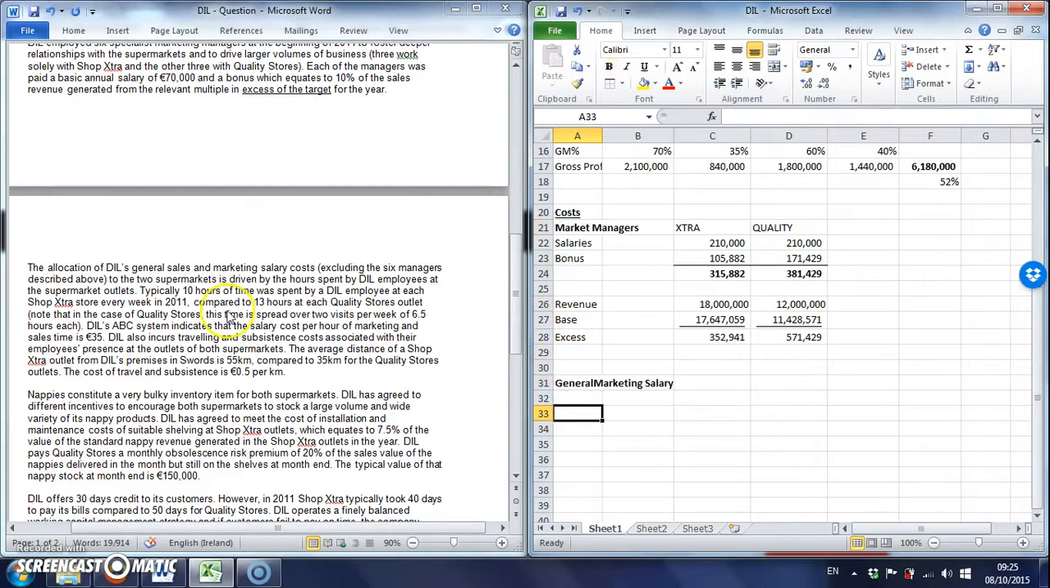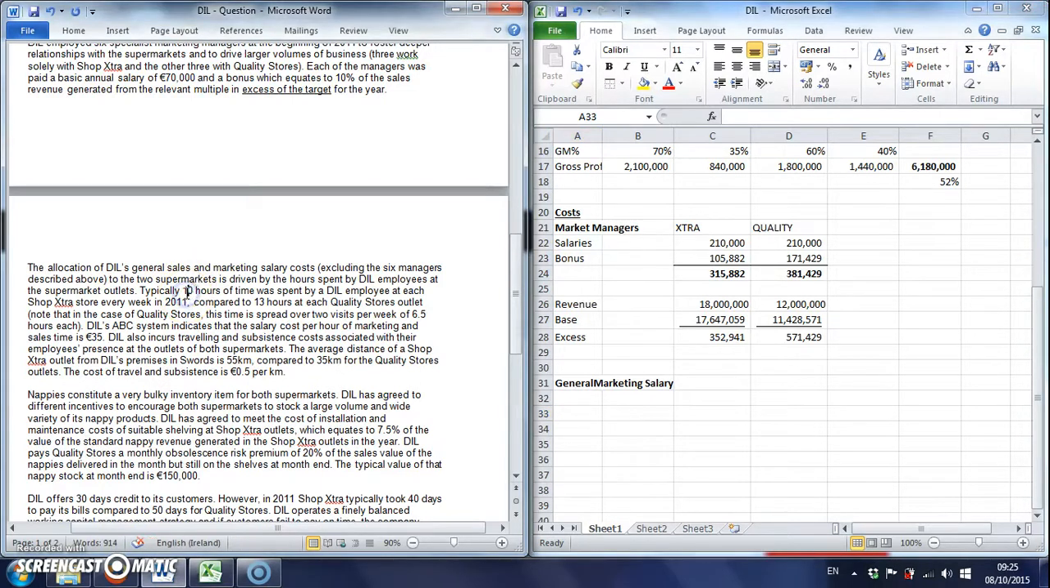Now general marketing salary. We're told the allocation of general marketing, sales, marketing costs, excluding 6 managers above, is driven by hours spent. So essentially they've used their ABC system and they've said, look, the cost driver here for this cost base of general marketing salaries is the hours spent by employees at outlets. So typically 10 hours of time was spent by each employee at Extra every week, compared to 13 hours for each quality store. And in the case of quality, it was 2 visits of 6 hours each, whereas the DIL employee for Extra had just 1 long 10-hour spell for each visit.